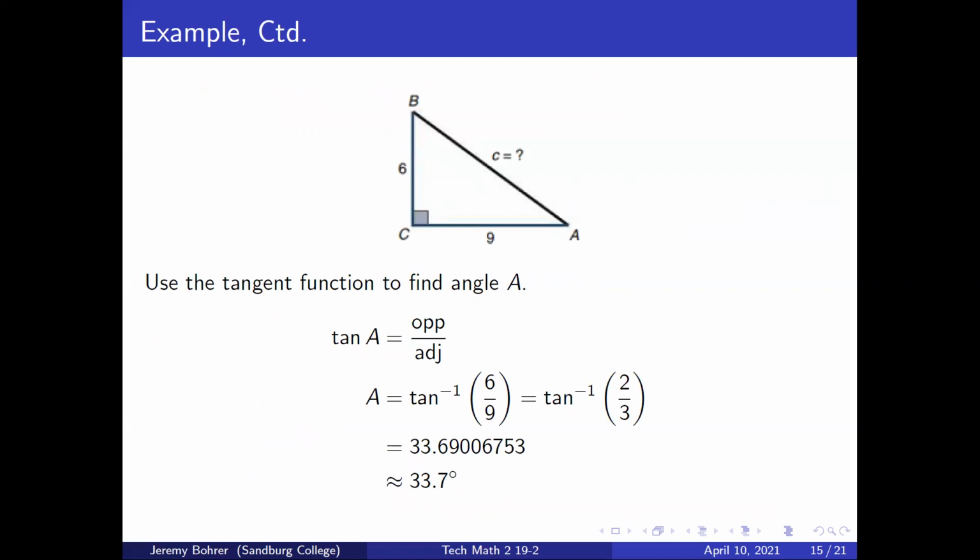Use the tangent function to find angle A. The tangent of A is equal to the opposite side over the adjacent side, so A is equal to the inverse tangent of 6 over 9, which is the inverse tangent of 2/3. That is about 33.7 degrees.